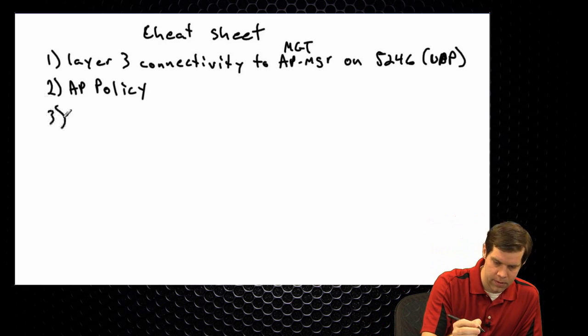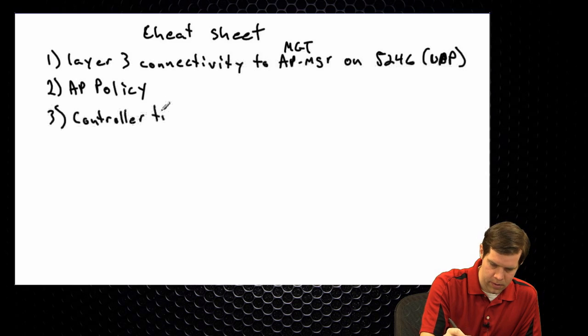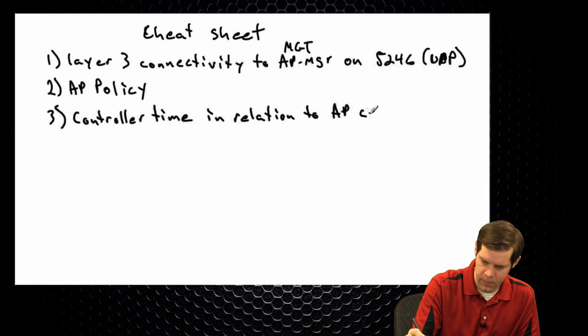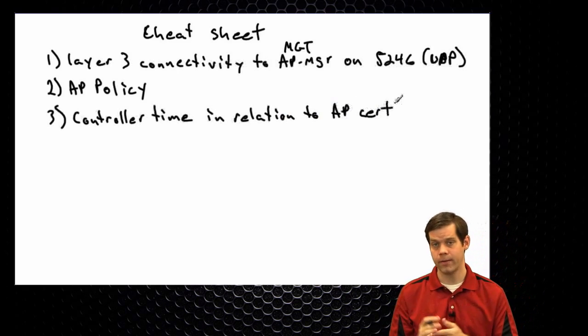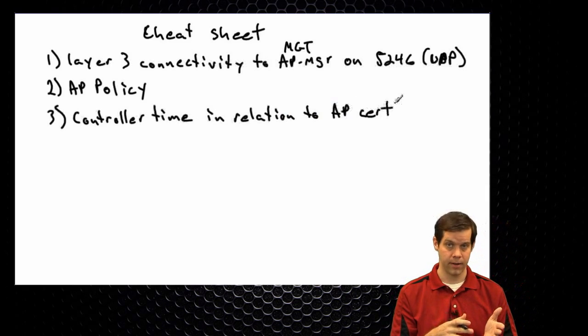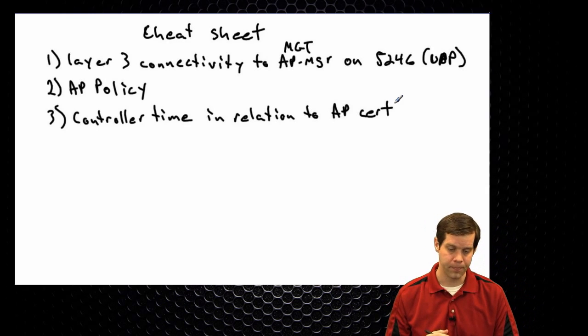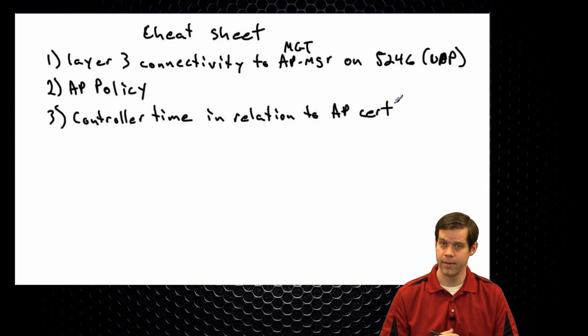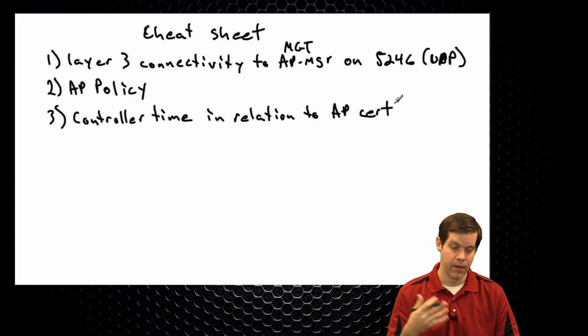Next one, and this is usually not the case, but controller time, in relation to the AP cert. So anytime we validate a cert, it always has an initial date that it begins being valid and then an end date when it's no longer valid. If the controller time is outside of that validity period, it will not accept the certificate, even if it's set to accept MIC or SSC or whatever it is.